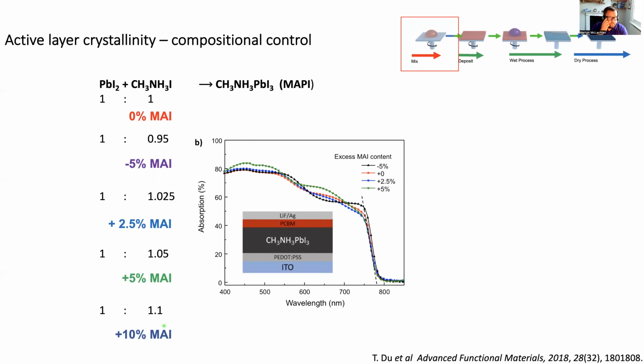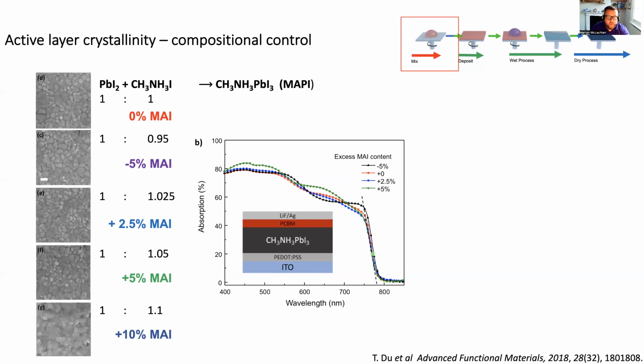The films that are prepared using these compositions optically show no variation at all. So either by naked eye or more accurately by ultraviolet visible spectroscopy here, we can see very comparable absorption onsets regardless of the excess of methyl ammonium iodide. In contrast, here we see scanning electron microscope images of the surface morphology of the films, and we can start to see quite clearly a very gradual increase in grain size as we increase the methyl ammonium iodide concentration.